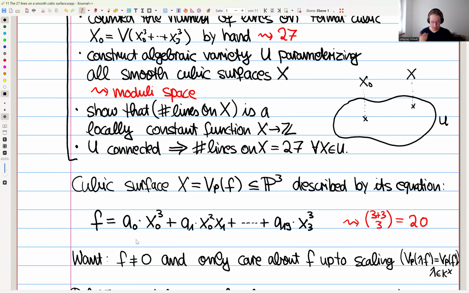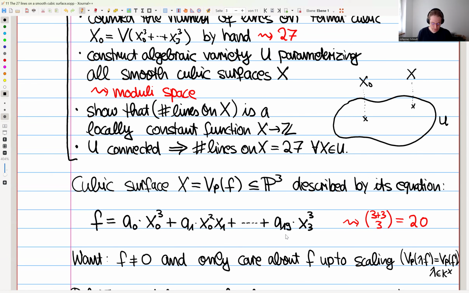And to count them, probably by now you have seen this formula already. So somehow if you have a degree 3 equation and you have 3 plus 1 variables, then the number is 3 plus 3 choose 3, which in this case is 20. So you have parameters from A0 up to A19.